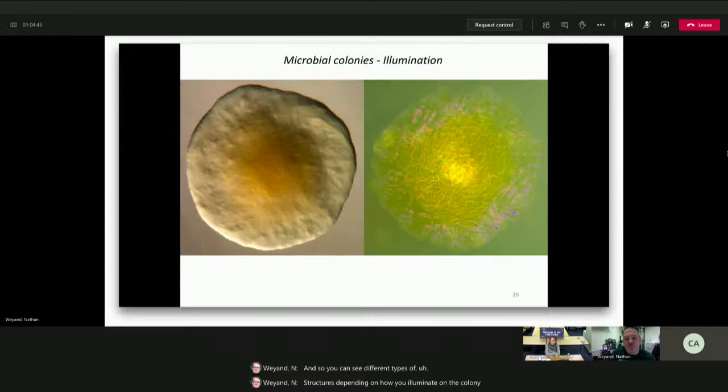Then I have another example that I wanted to share with you. This again is the same organism, but on the left we have illumination from the bottom, and on the right illumination from the top only. When you illuminate only from the top, you get this really weird refraction that looks kind of like rainbow patterns. There is some literature on this phenomenon, and the bacteria are rod-shaped, and they line up and align in certain ways that impacts the way light bounces off the colonies.